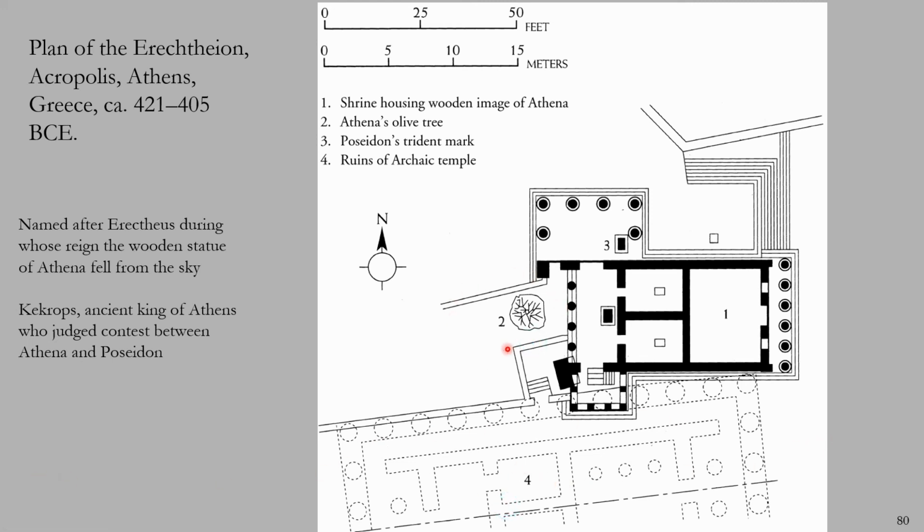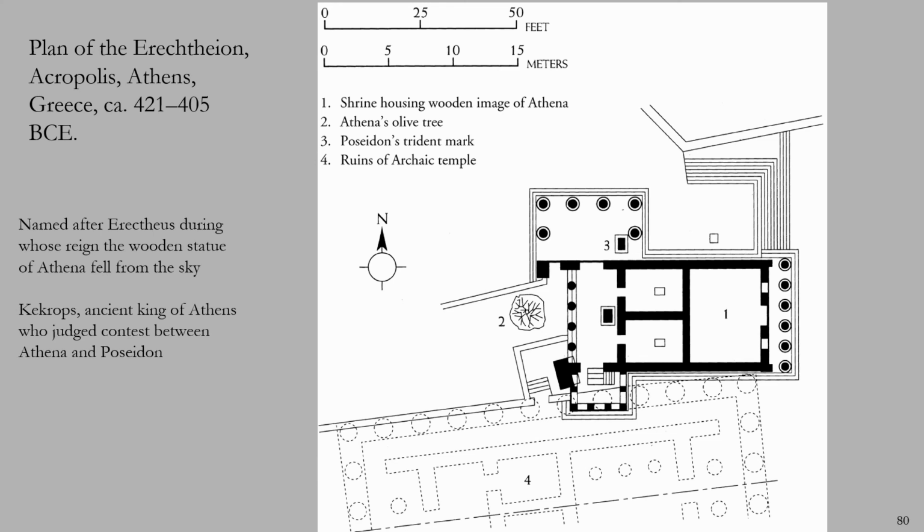It was also built around several objects, an olive tree, some graves. It's also on the side of the cliff of the Acropolis, so it had to be designed. It has this sort of weird shape. It's unlike really any other Greek temple. And this is where that sacred statue of Athena would have been kept.